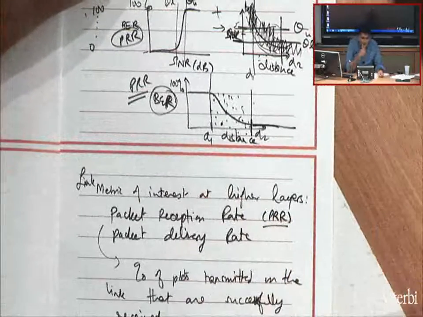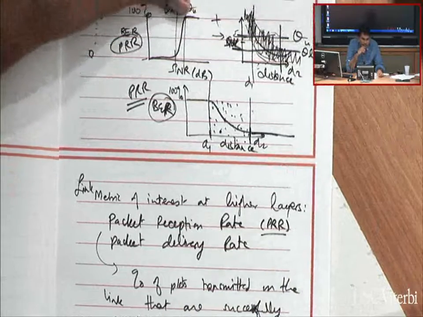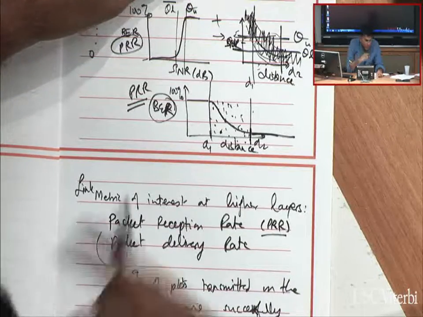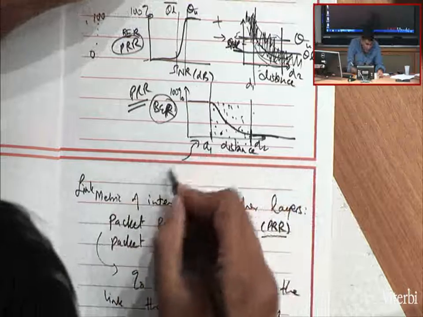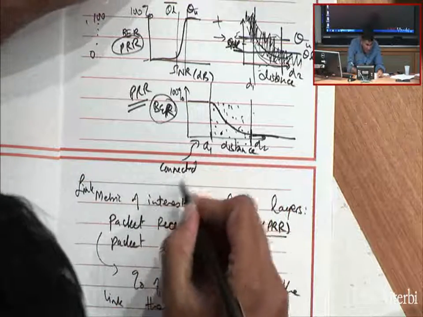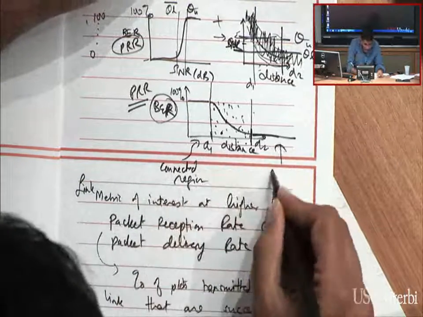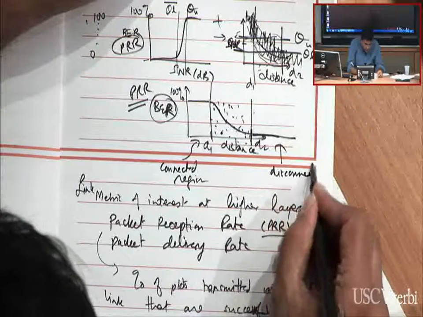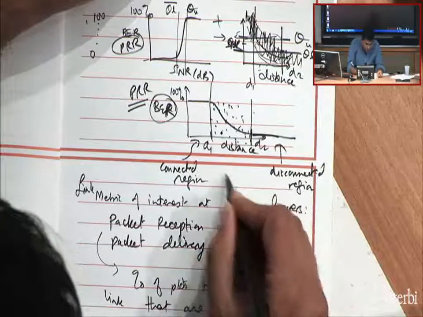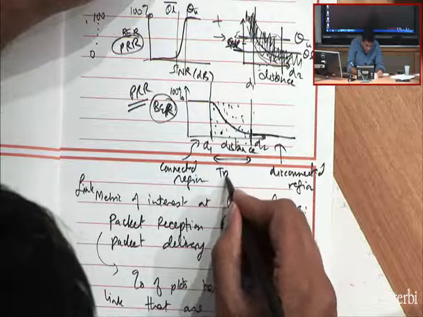Researchers who were looking at this problem, including our group here at USC, gave names to these different regions. This is referred to as the connected region. This is the disconnected region. And in between, there's a transitional region.